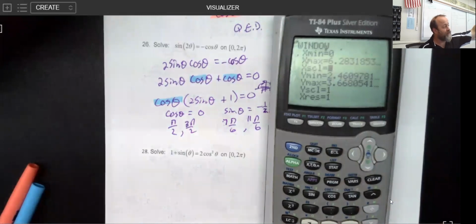And then we're looking at from negative 1 to 1, because that's what a sine and cosine would do.